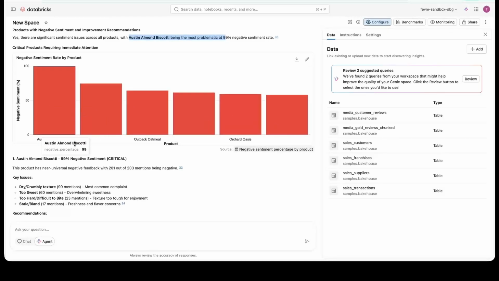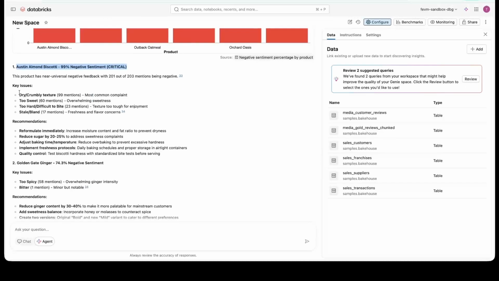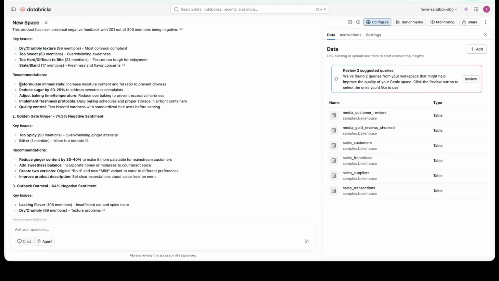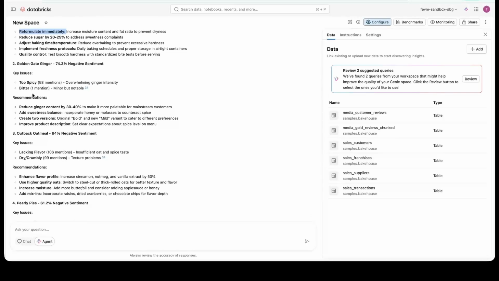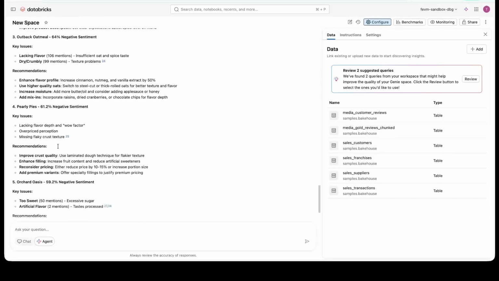So this is pretty bad. This is something we need to work on. And Genie has rightfully identified that this one is particularly critical. So people complain about this dry, crumbly texture, too sweet, too hard, etc. And then it also provides nice recommendations as well. Reformulate immediately, increase the moisture, reduce sugar by 20 to 25%. That's actually pretty cool. And then for Golden Gate as well, it's too spicy, too bitter, and then it also has some recommendations. So this is really powerful.